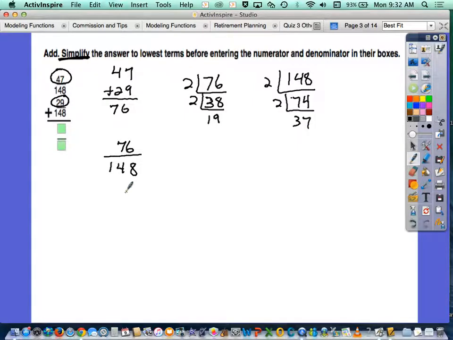So write 76 as 2 times 19, and 148 as 2 times 2 times 37. Then what? Because we are simplifying, then what? Then you eliminate the ones that are common. You divide out the common factors in the numerator and the denominator. What are we left with? 19/37. Use the prime factorization. In the end, it'll save you time. Sometimes you have to slow down to speed up.